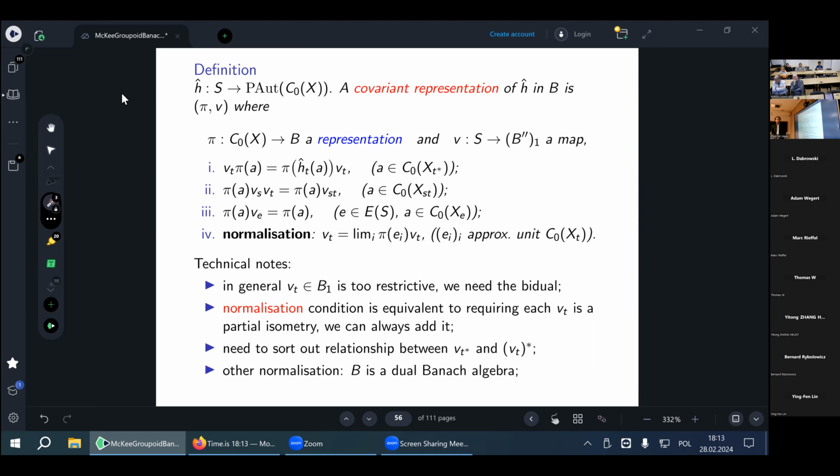Yeah, there are some other natural ways, or some things that we can do instead of passing to the second dual. For example, there's this notion of a dual Banach algebra due to Runde, I think, which is a Banach algebra with a predual Banach space such that the pairing between them is nice in some way. So we could ask for V to take values in the unit ball of B, where B is a dual Banach algebra, and use the predual of a dual Banach algebra for these units, and so on.